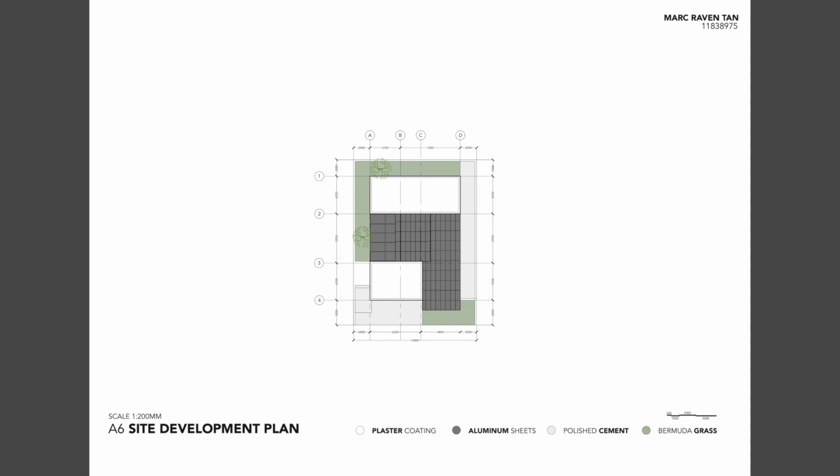This is the site development plan scaled 1:200, and the materials are labeled here. You can see the finishing materials: plaster coating, aluminum sheets here, and Bermuda grass and polished cement.